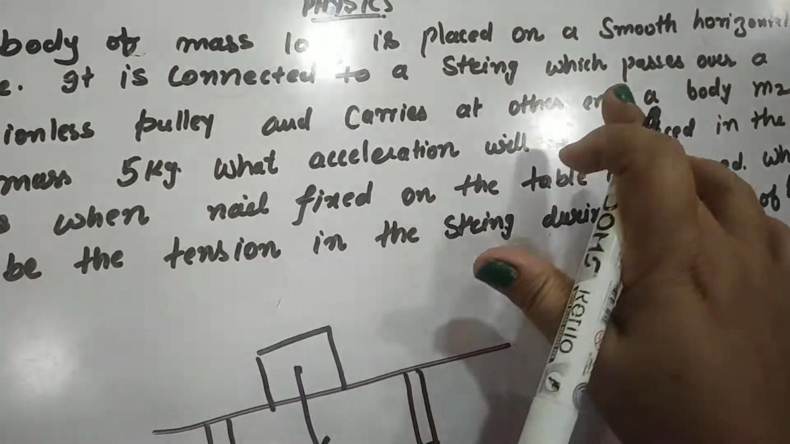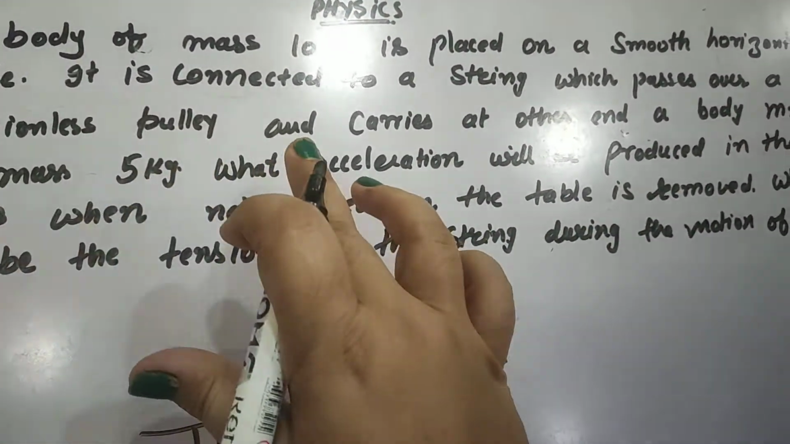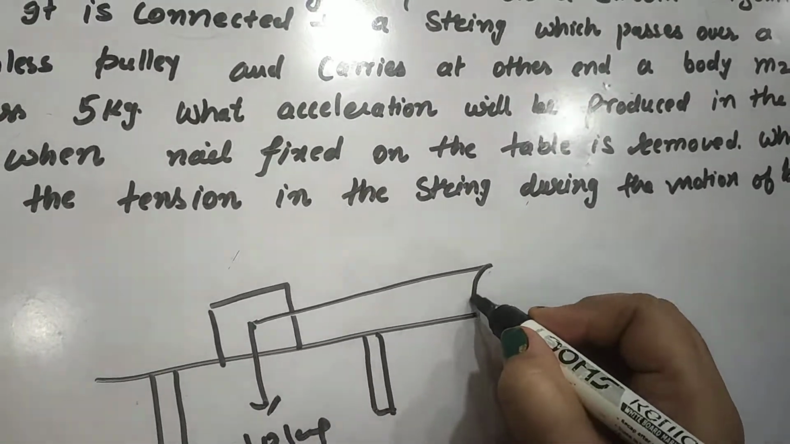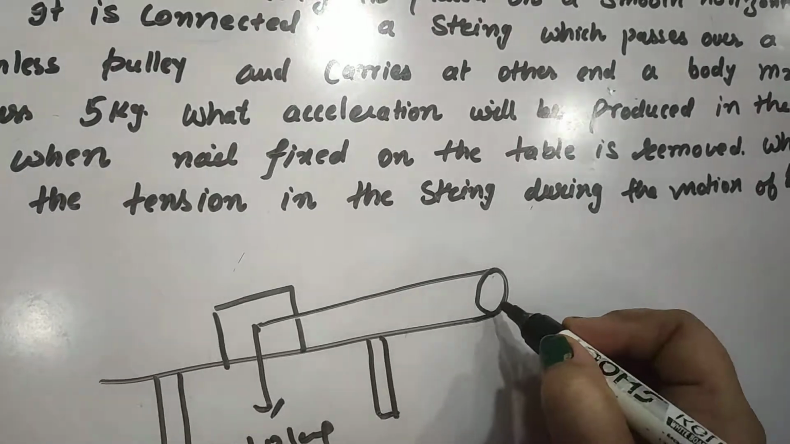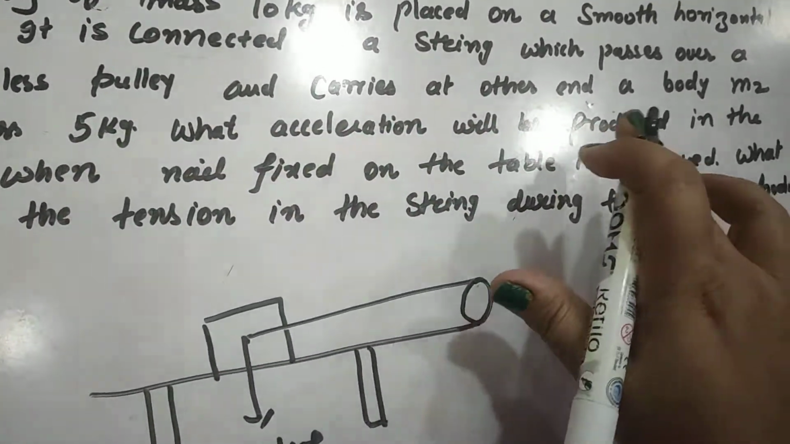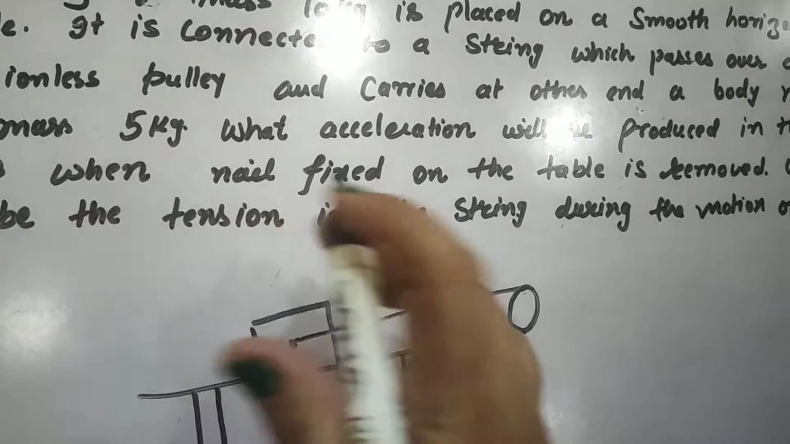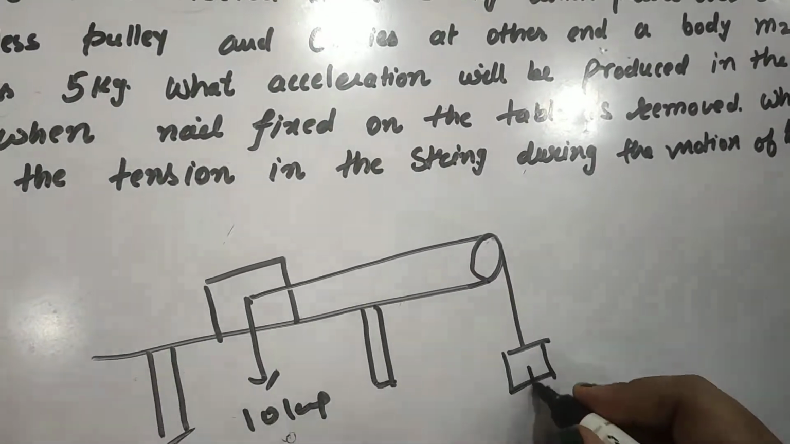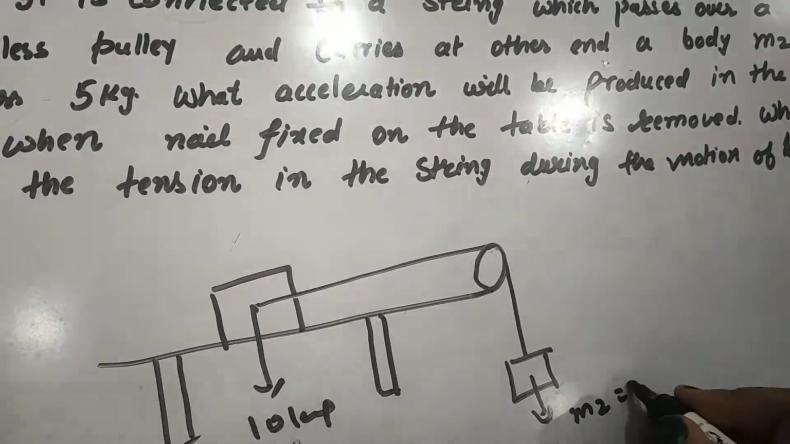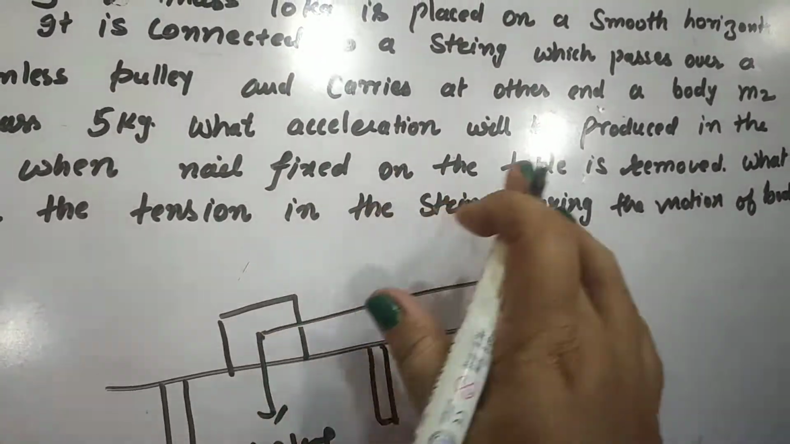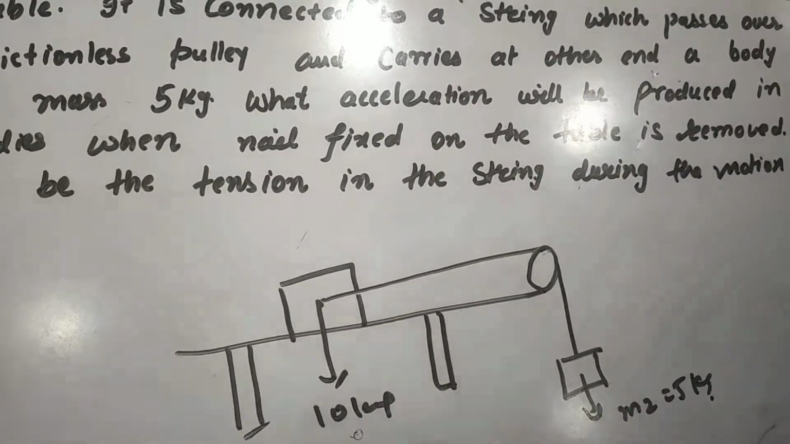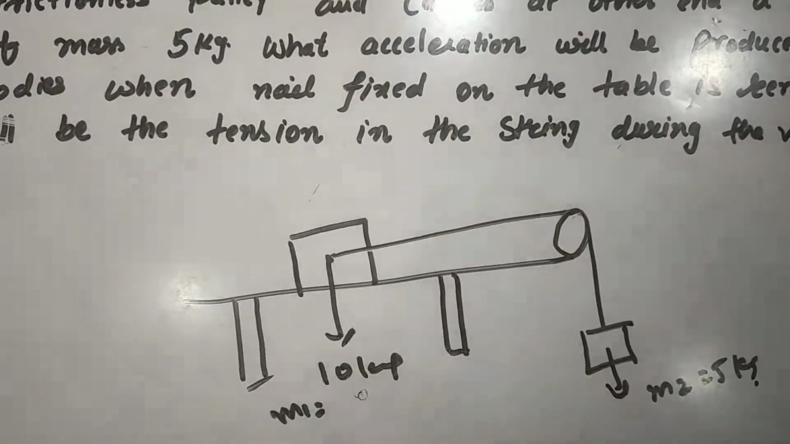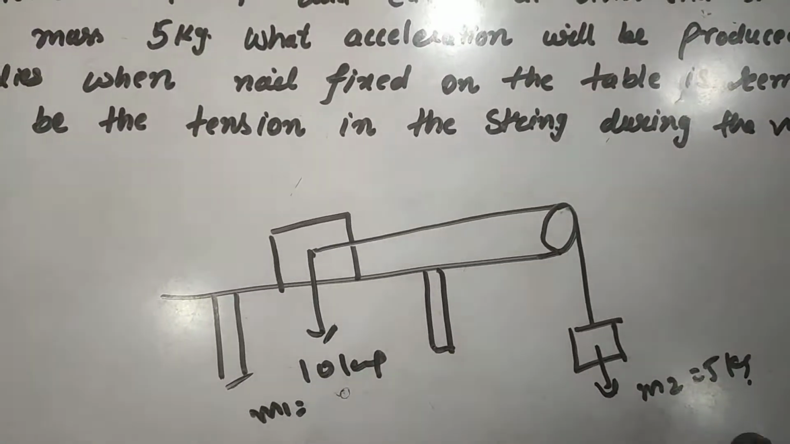It is connected to a string which passes over a frictionless pulley, and carries at the other end a body of mass m2. m2 is 5 kg, right? What acceleration will be produced? Now we know that to find the acceleration we have to write the equation of motion, and consider the various forces which are acting on it.